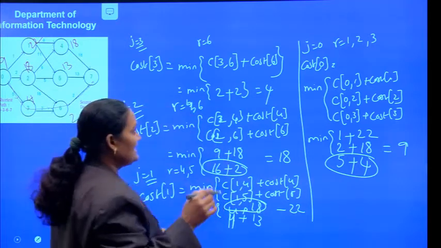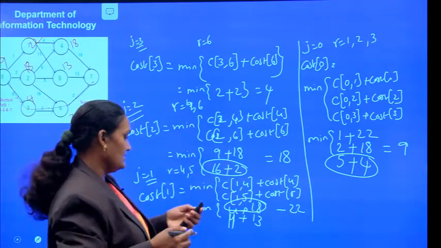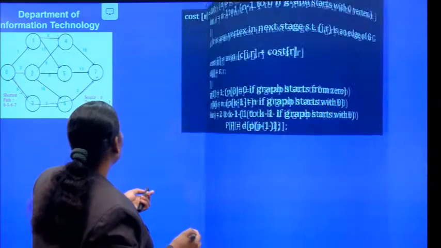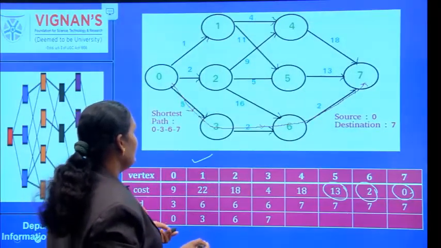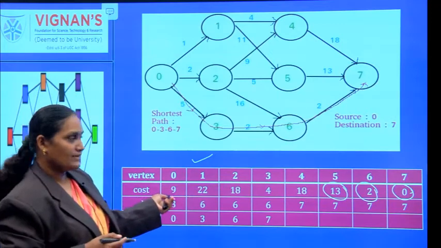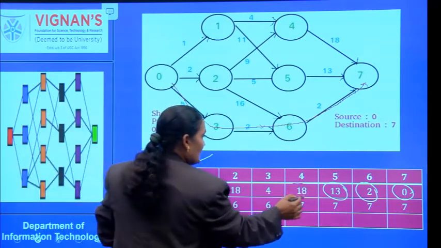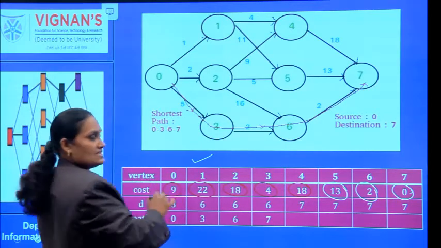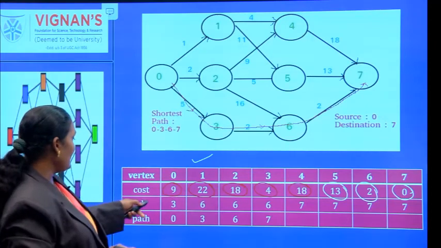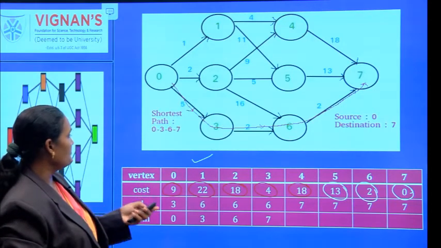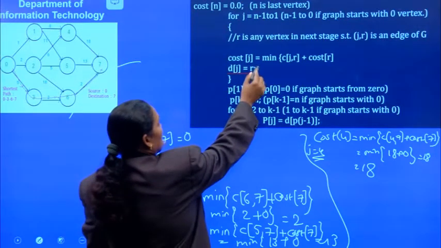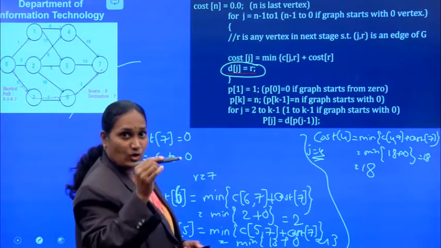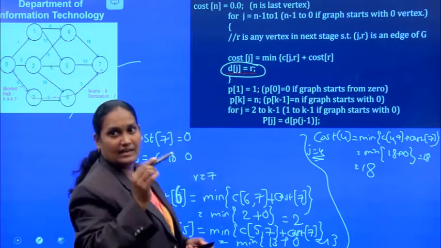Let us see how to find the path. See the algorithm, how to find the path. Now, these are the values that I found. Here, I found cost of 4 as 18, cost of 3 as 4, cost of 2 as 18, cost of 1 as 22 and cost of 0 as 9. Now, how to find the values of D? Let us see the algorithm. Here we are given D of j is equal to R, that is, the value of R for which we get the minimum cost can be selected.